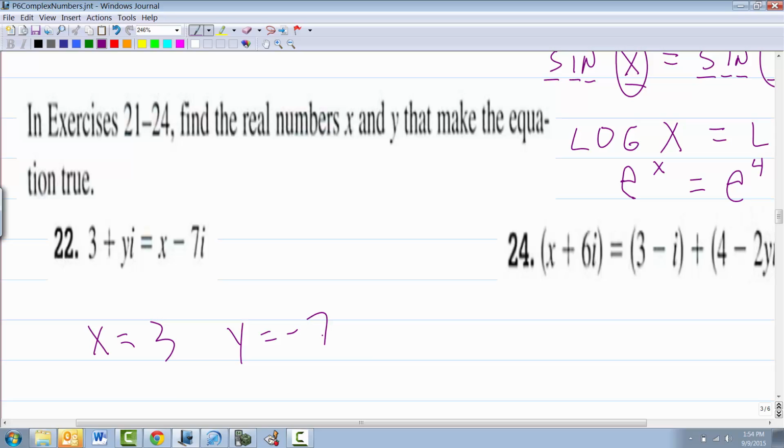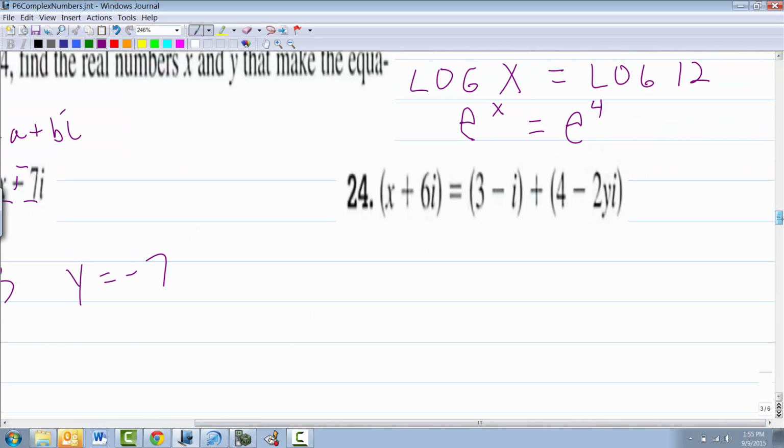Y equals -7. This is a simple a plus bi equals a plus bi matching question. Like I said, sine, log, and e to the power questions were before that. If 3 is in this position and x is over there, x must equal 3. If y is here and I see -7 in front of that i, yi, -7i, y must equal -7. Okay, now try that for 24.